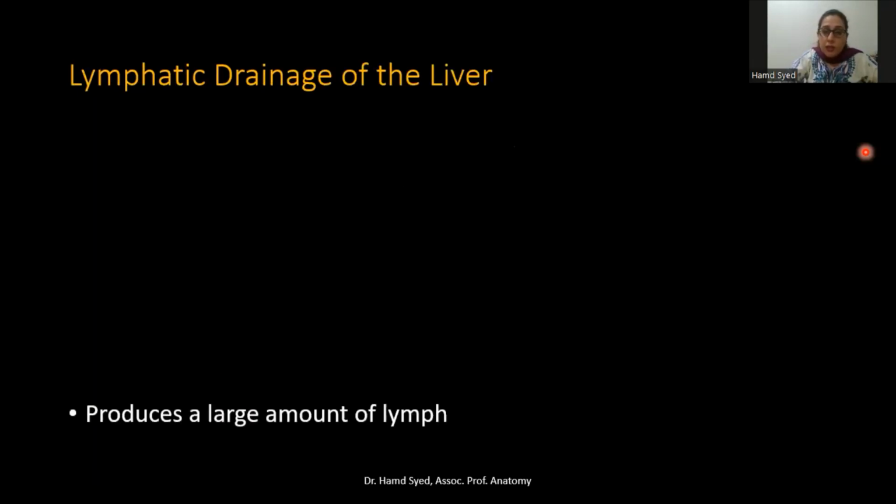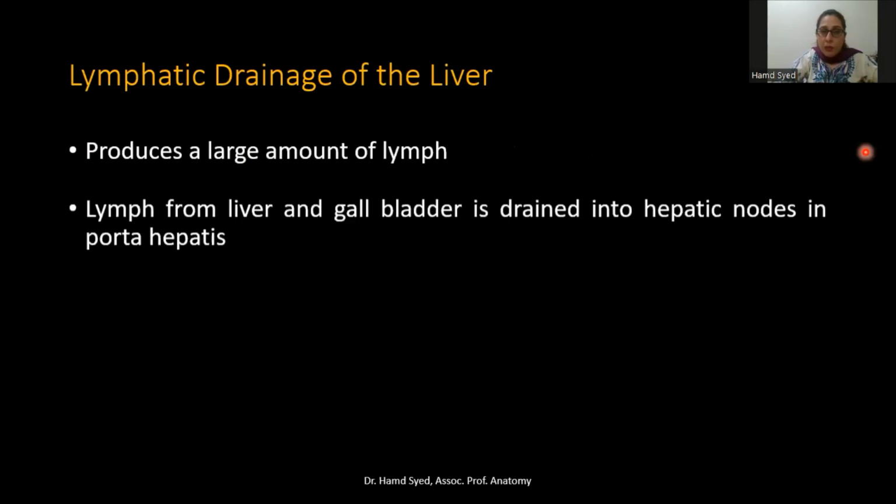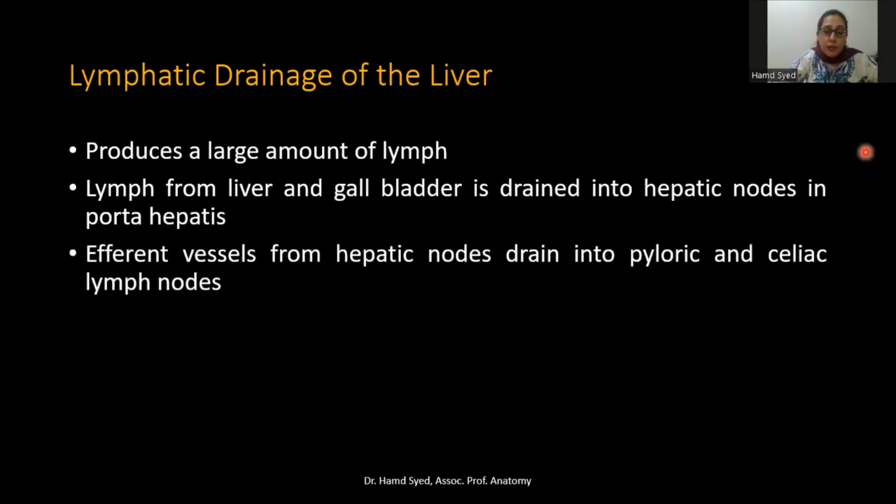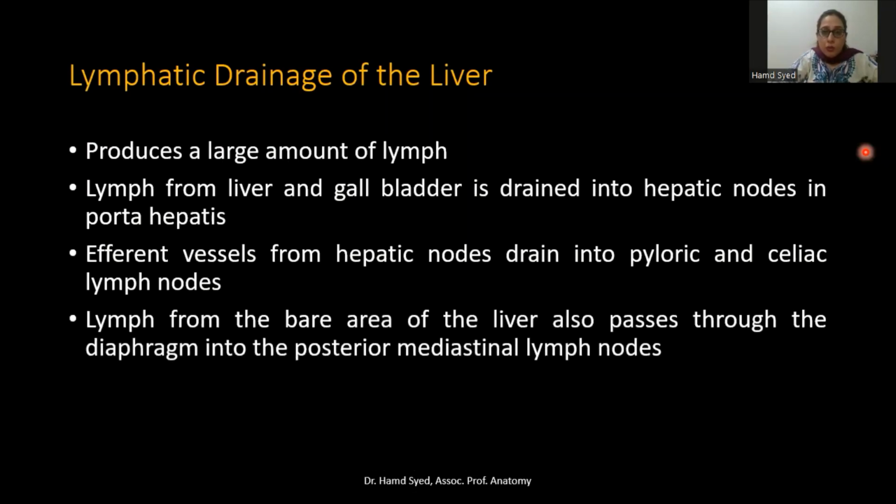Now, the liver is a gland which produces a large amount of lymph, and this lymph from the liver as well as the lymph from gallbladder is drained into hepatic nodes in Porta Hepatis. And then the efferents from the hepatic nodes go into the pyloric and celiac lymph nodes. Also keep in mind the lymph from the bare area of the liver passes through the diaphragm and goes into the posterior mediastinal lymph nodes.